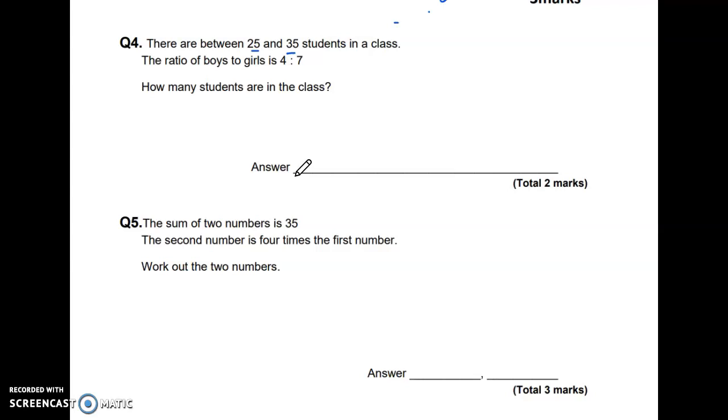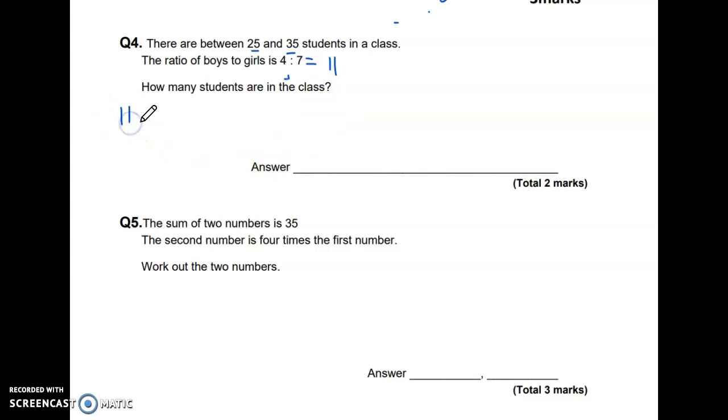Right, okay then. It's only worth 2 marks. It's not that ambiguous. It's not that big, right? First thing I'd do actually is add these two together. So 4 plus 7. That'll get me to 11. So the total of this ratio is 11. So the total of the students in the class is going to be a multiple of 11.